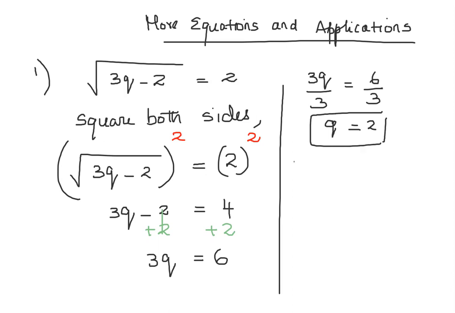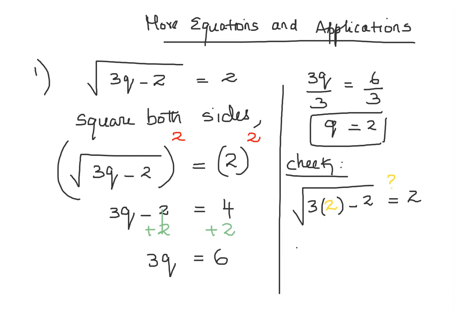So finally, we always have to check when you are solving radical equations. So we're going to plug in 2 for q in the original equation and see if they are equal. So it's going to be square root of 6 minus 2. Is this equal to 2? Yes, because square root of 4 is 2. So it checks. So the solution is q equal to 2.